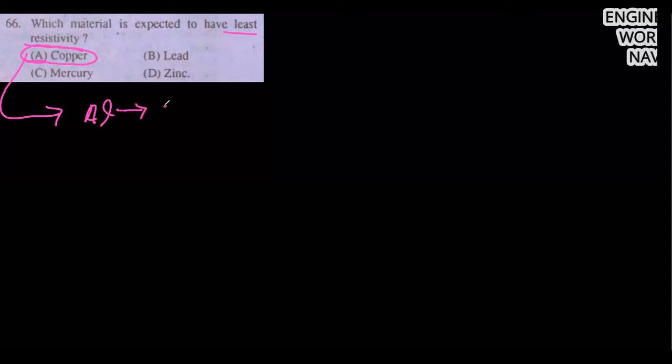Okay, next MCQ is, which material is expected to have least resistivity? So least resistivity means high conductivity. So that is obviously option A, copper. Copper is a good conductor of electricity as compared to aluminum. But mostly on transmission lines we use aluminum, and the main reason for using aluminum is its low cost. But the cost of copper is high.